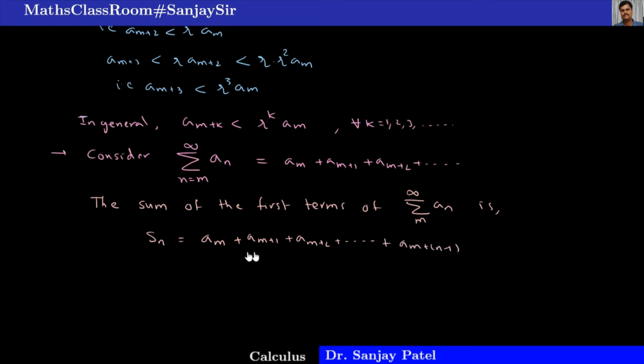We want to write down the sum of the first n terms. It starts from n equal to m, so the first term is a_m, the next term is a_(m+1), and so on. Now we have already proved that all these a_(m+1), a_m, etc. satisfy this condition. Let me write this as result number 1. So from 1 we can say that this I am keeping as it is, and this is less than a_(m+1).